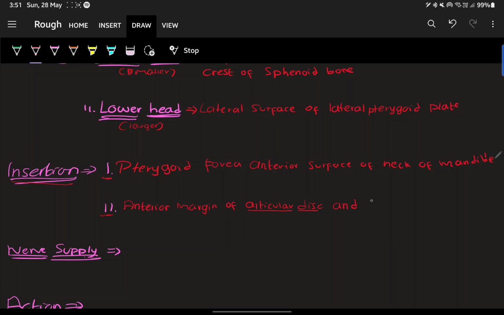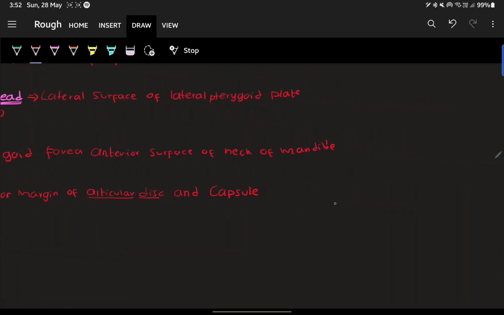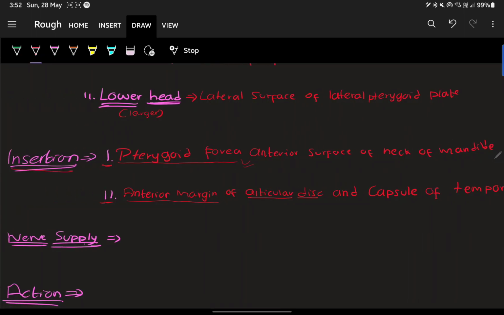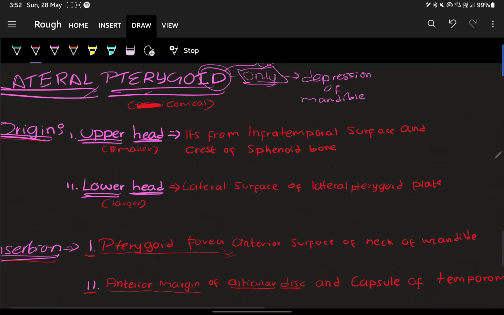And capsule of temporomandibular joint. Okay, you need to remember, if you remember the first one, it's enough. It's fine if you remember the second one. The first one is the most important in this. Okay, that's about the insertion. Now we're talking about the origin, insertion.